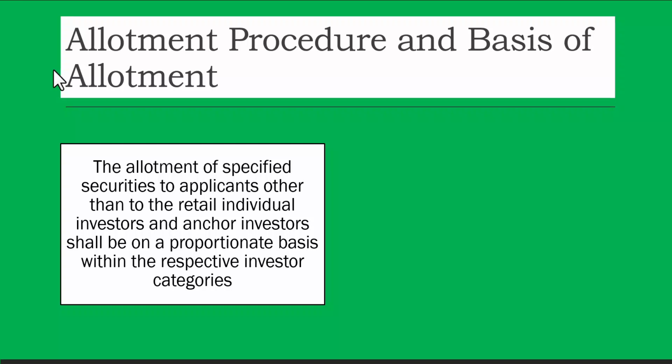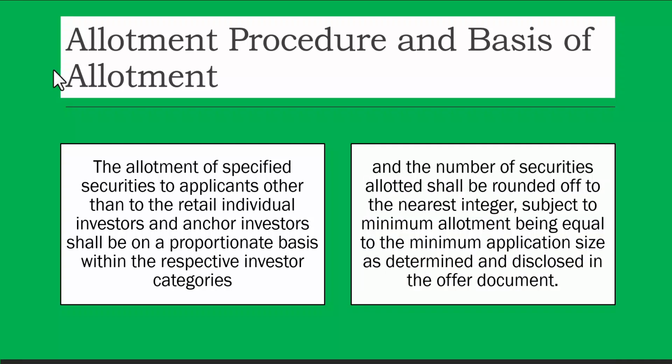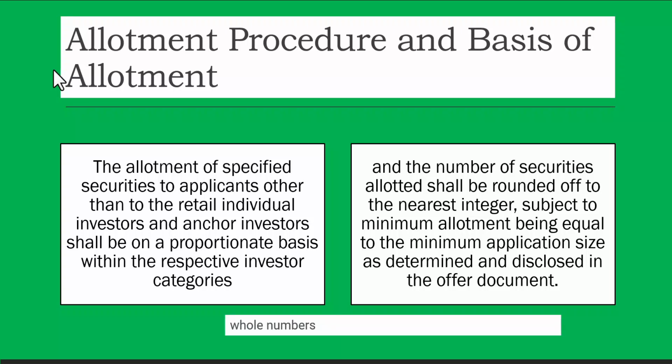Company needed only 100 crores, but they have got 1,000 crores. So all the people will be issued shares up to 100 crores on the proportionate of what they have applied for. And the number of securities allotted shall be rounded off to the nearest integer, subject to minimum allotment being equal to the minimum application size as defined and disclosed in the offer document. So there will be rounding off to the nearest whole number. Integers are whole numbers.